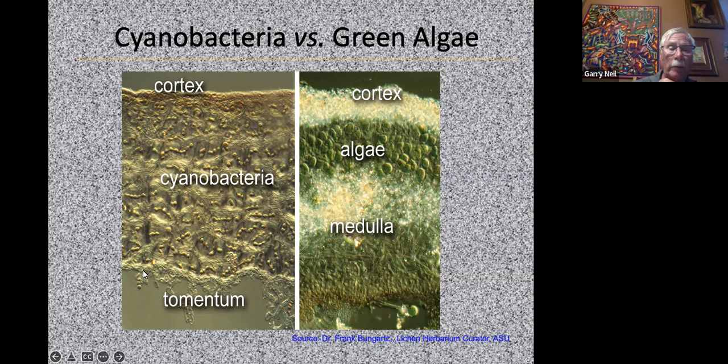And then on the bottom of a cyanobacterium lichen, there's usually some kind of powdery or light hair-like coating on the bottom layer, and that's called the tomentum.